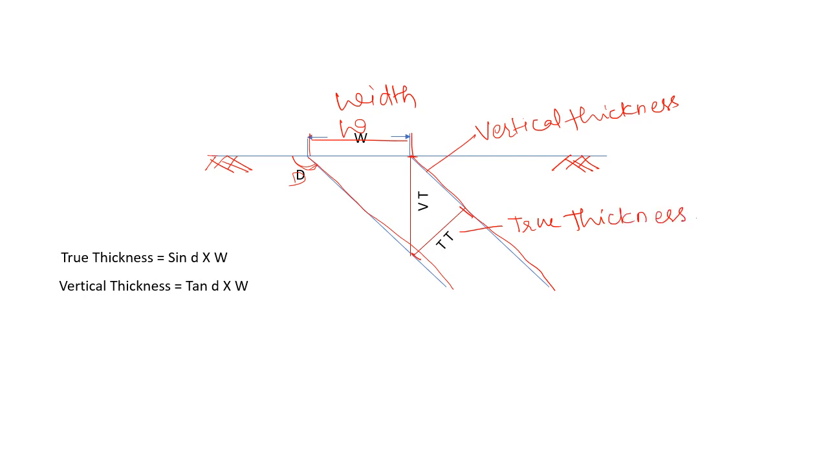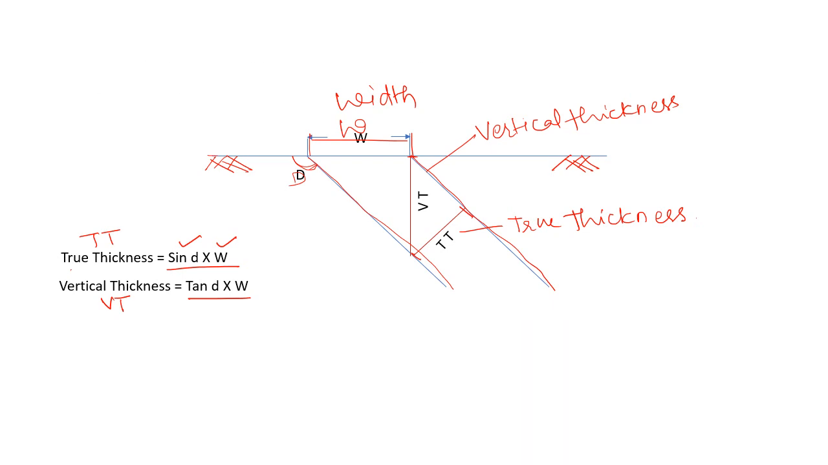These problems can be solved either graphically or mathematically. To find the true thickness and vertical thickness, there is a formula: sin d into w gives the true thickness, TT, and tan d into w gives the VT. So if you have the dip and the width, you can easily find TT, and in the same way you can find VT also. With this note we'll start working on our problem.